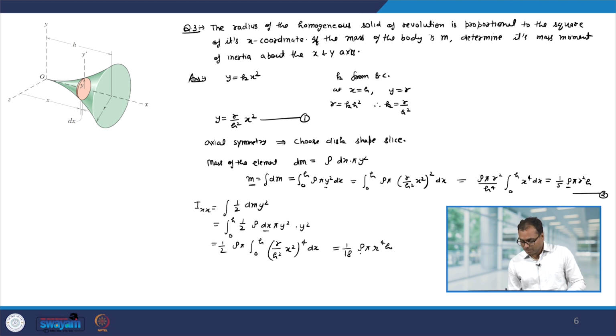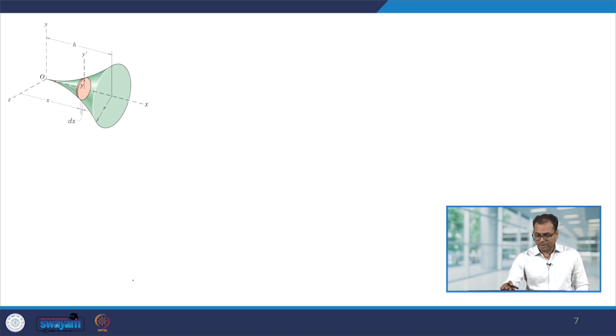Now, we can put the value of rho from equation number 2. So, from 2 we get Ixx equal to 5 divided by 18 m r square. Now, let us find out the moment of inertia about the y axis. So, Iyy. For that, we can first write down the moment of inertia about this axis and then use the parallel axis theorem to find out the moment of inertia about the y axis.